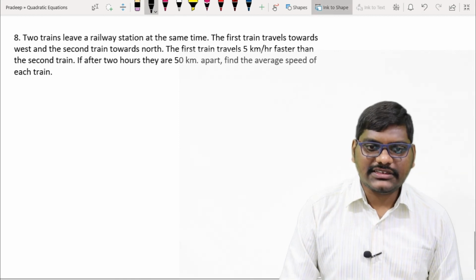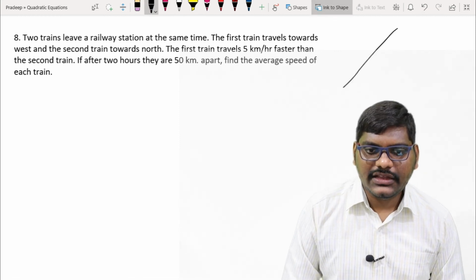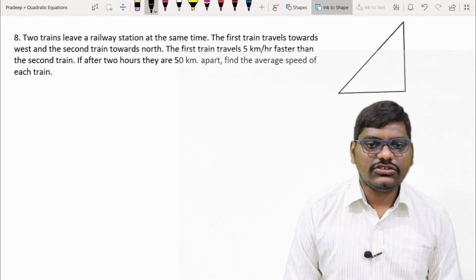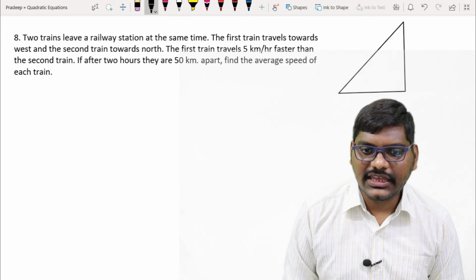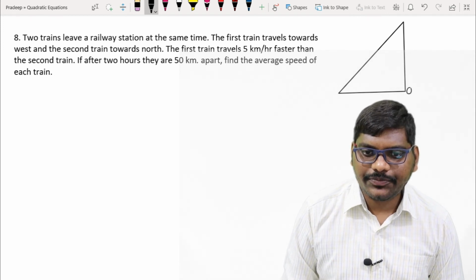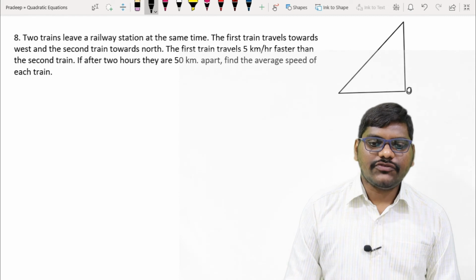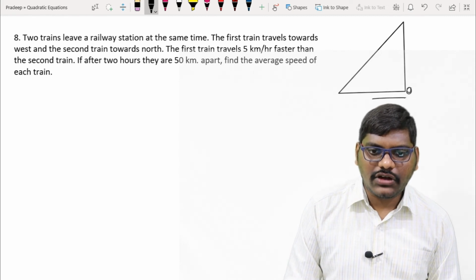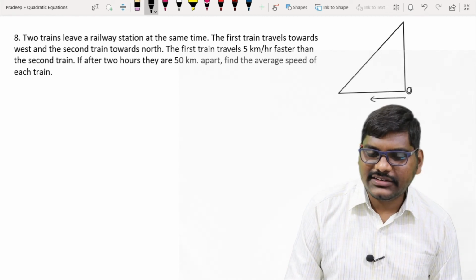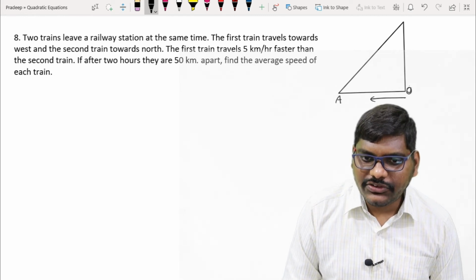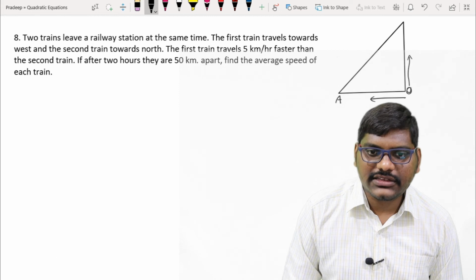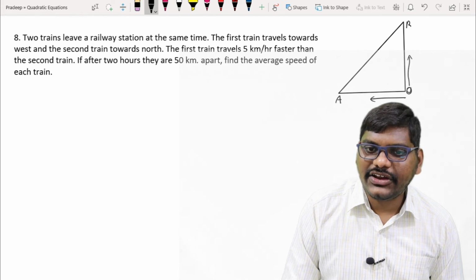Okay, so let us understand this more clearly. I'll just make simple figures so that we'll get more clarity here. So now this is the form of a triangle, so I just made it for better understanding. Both of the trains were over here, at point O. The first train is traveling from point O like this, let's say the first train as A. The second train also was moving from the same point O like this, and let's take the second train as B.